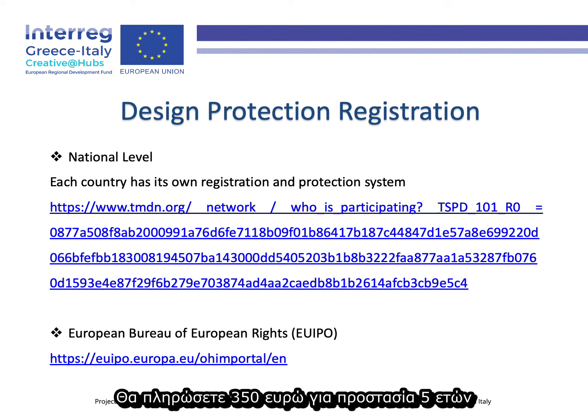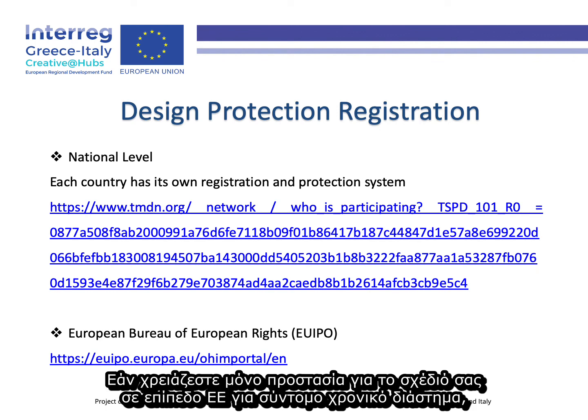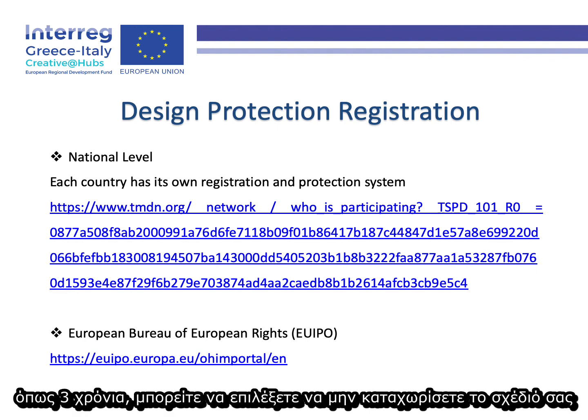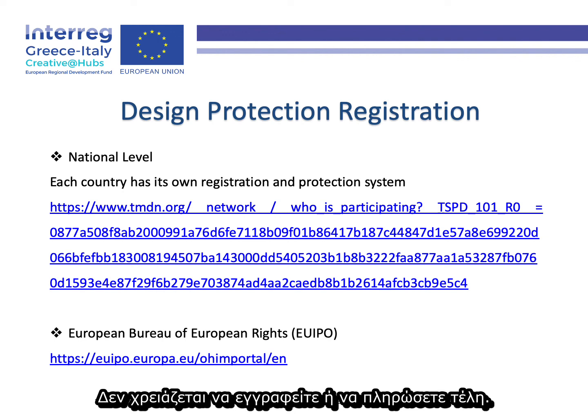You will pay €350 for 5 years protection, and you have to register your design with the European Union Intellectual Property Rights Office. If you only need protection for your design at EU level for a short period of time, such as 3 years, you can choose not to register your design and use an unregistered community design instead. You don't need to register or pay any fees.